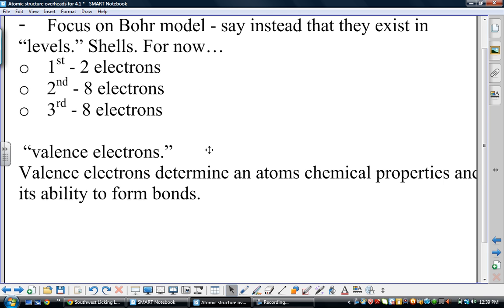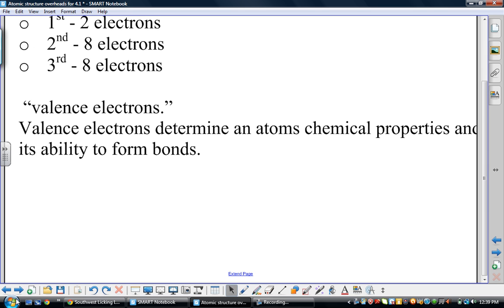Valence electrons are the electrons that are on the energy level the farthest away from the nucleus. Valence electrons are very important because they determine an atom's chemical properties and its ability to form bonds.